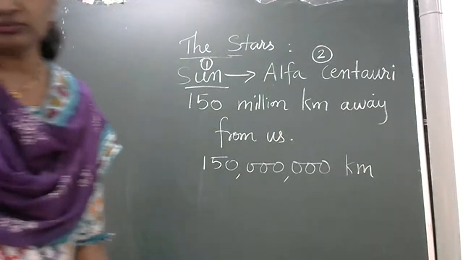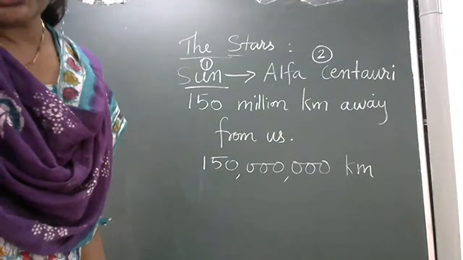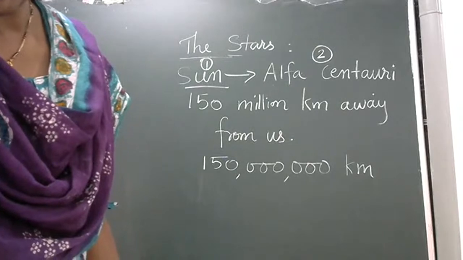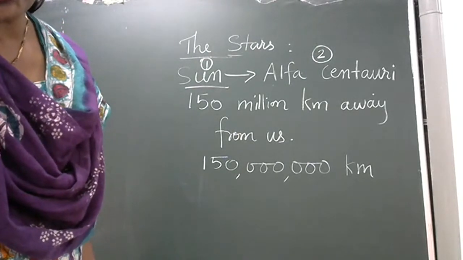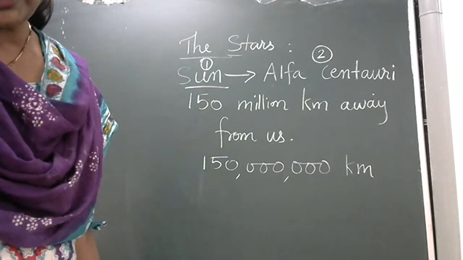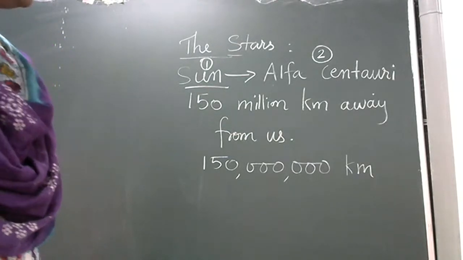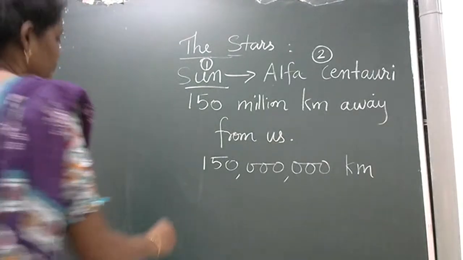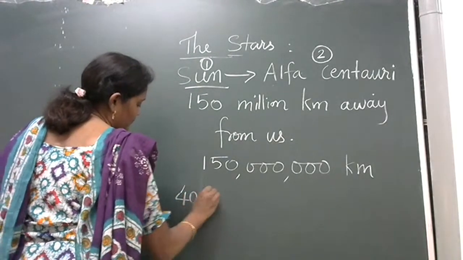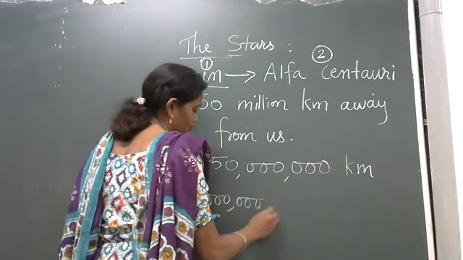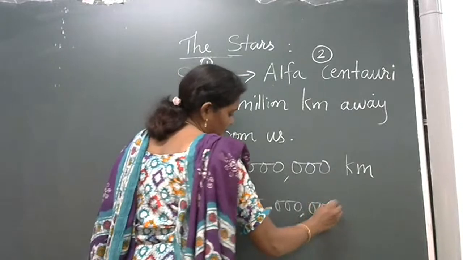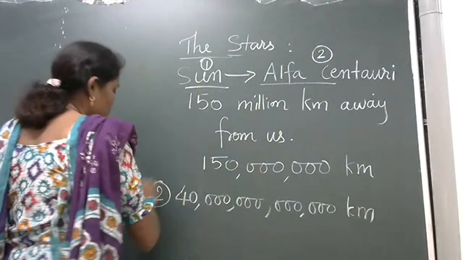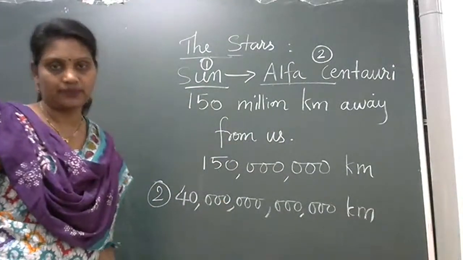Then it is at a distance of about, that is again, that many kilometers from the Earth, and you can read this distance in kilometers conveniently. Okay? So here again, if I read it, the Alpha Centauri is this many kilometers away from us. Okay.